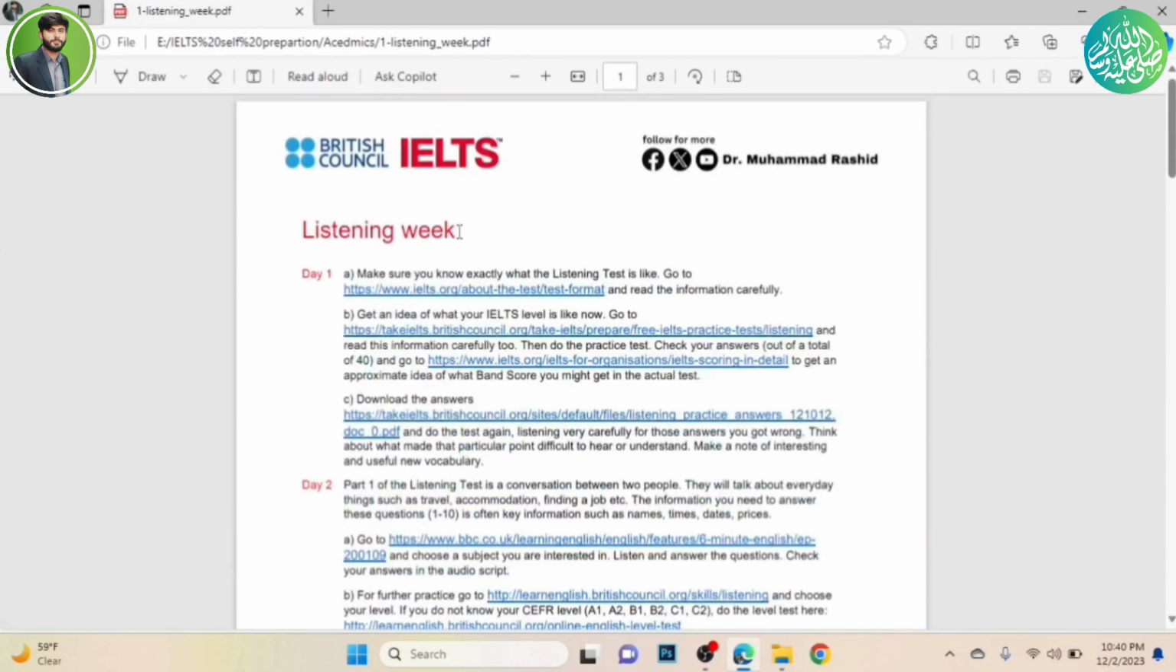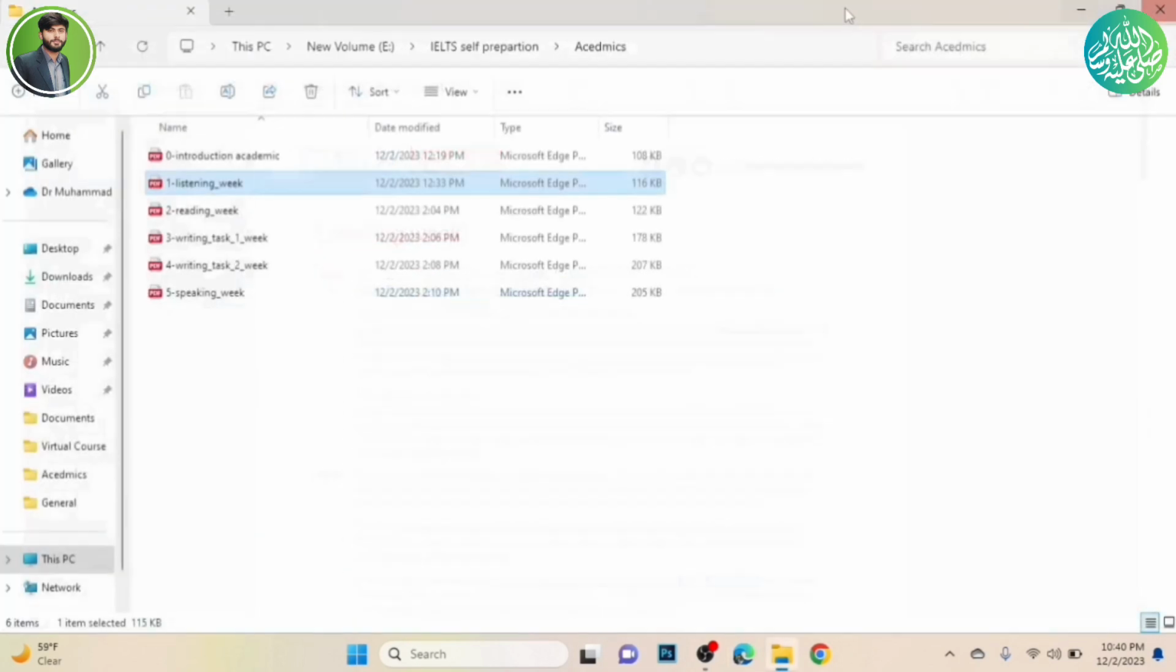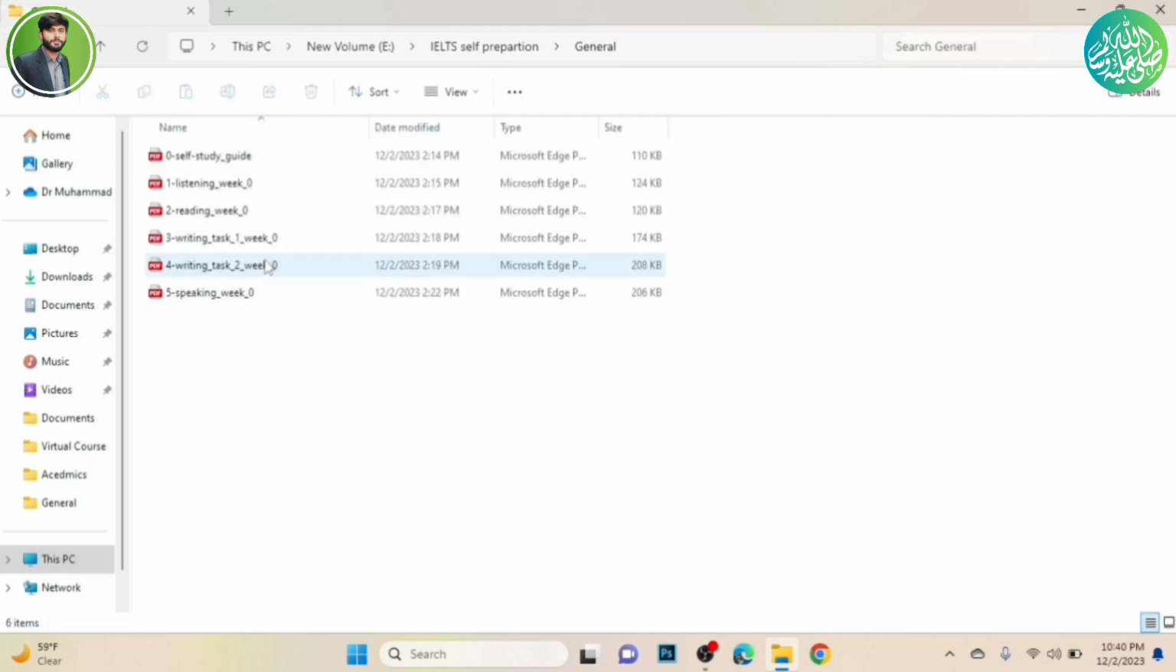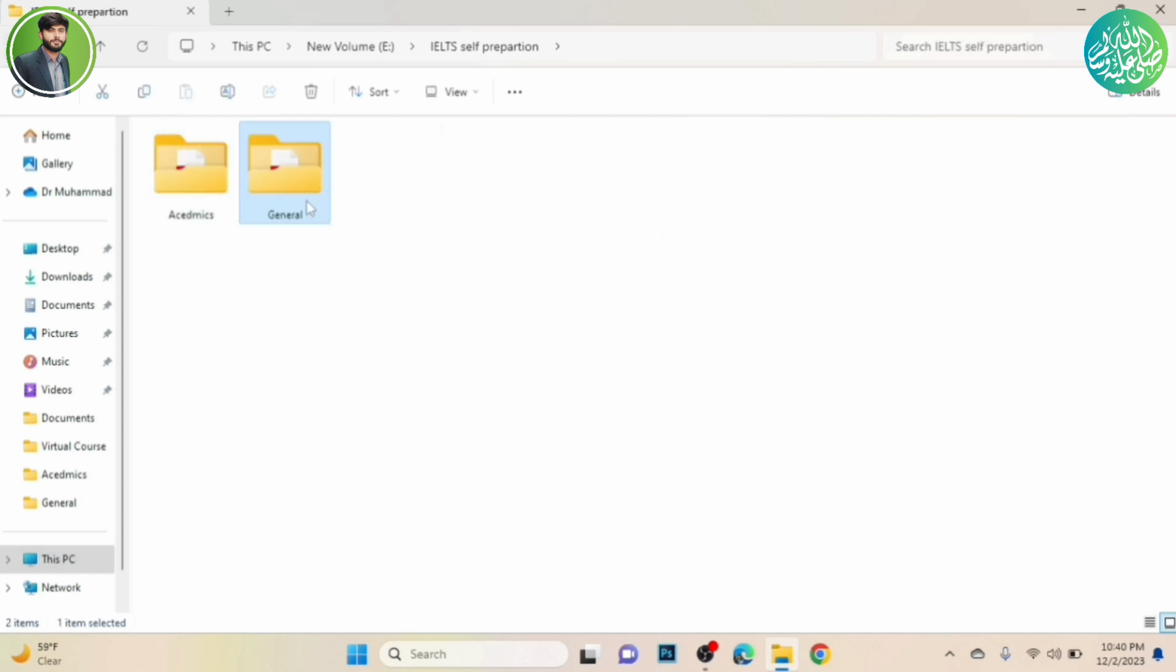I think now you can easily understand how you can open these PDF files and study for the IELTS preparation. The same goes for the IELTS General; as we already discussed for the IELTS Academics, the same process applies for the IELTS General. You can prepare for both, or for whichever test you want to give.